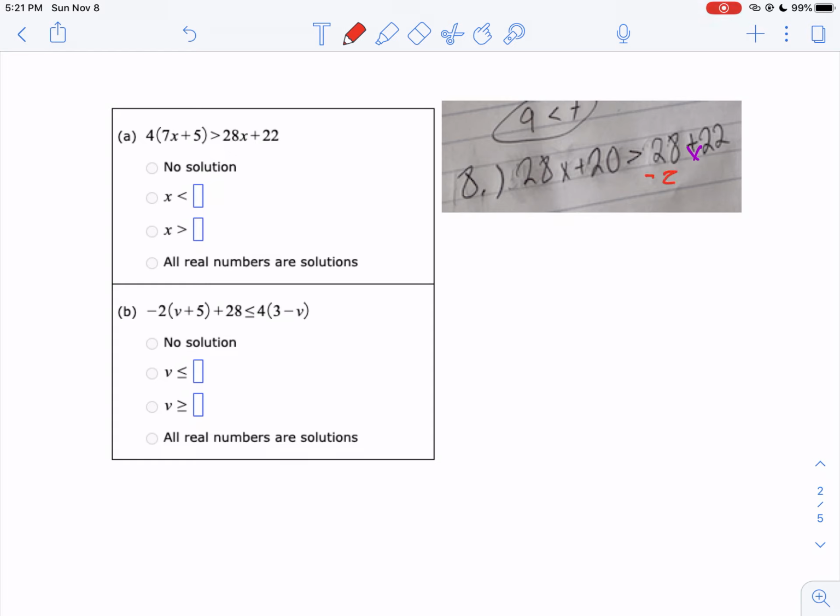So we subtract 28x from both sides. And notice when you subtract 28x from both sides, they cancel on the left. So you're left with 20. Let me change it back to purple. 20 is greater than 22 because the x's cancel on the right side. That's the reason we did it. Is 20 greater than 22? Is 20 to the right of 22 on the number line? And that answer is no, it is not. Since it's not true and there's no variable, this is a no solution problem.